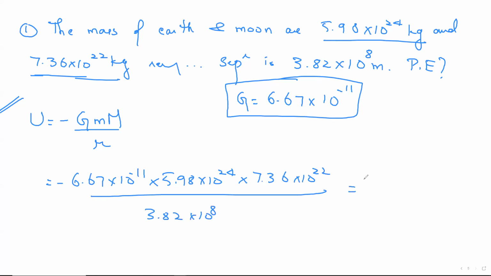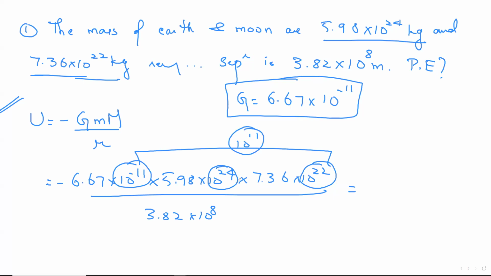Do not touch the calculator until you solve the 10 powers. Careful. 10 power minus 11, 10 power 22: the answer is 10 power 11. Then 10 power 11 and 10 power 24: the answer is 10 power 35. 10 power 35 is there on top now. That's the answer after solving all the 10 parts on the numerator. 10 power 8 goes on top, becomes 10 power 35 minus 8. 35 minus 8, what's the answer? 27. So into 10 power 27. Write this first.